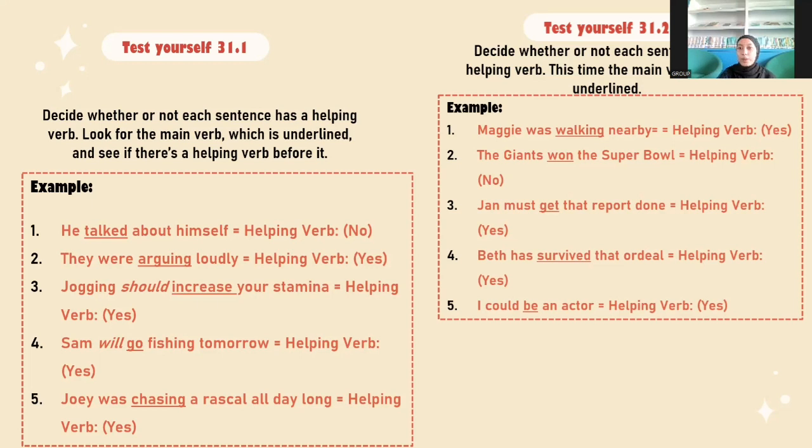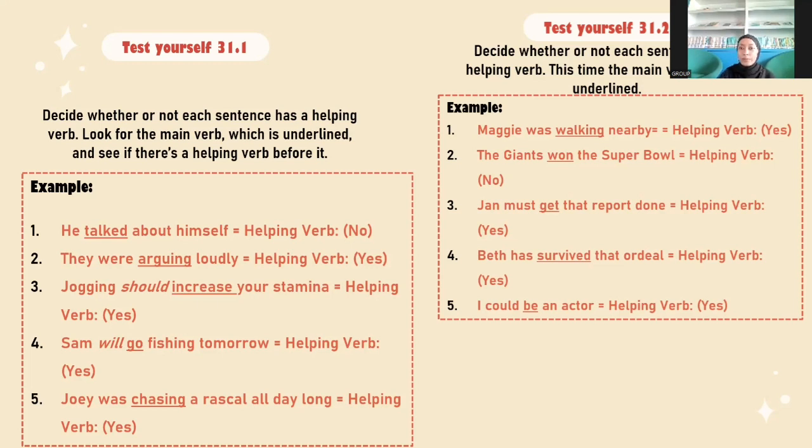And test yourself 31.2. Decide whether or not each sentence has a helping verb. This time the main verbs are not underlined. Example 1. Meiji was walking nearby. Walking is the main verb. Helping verb: yes. And 2. The Giants won the Super Bowl. Helping verb: no.